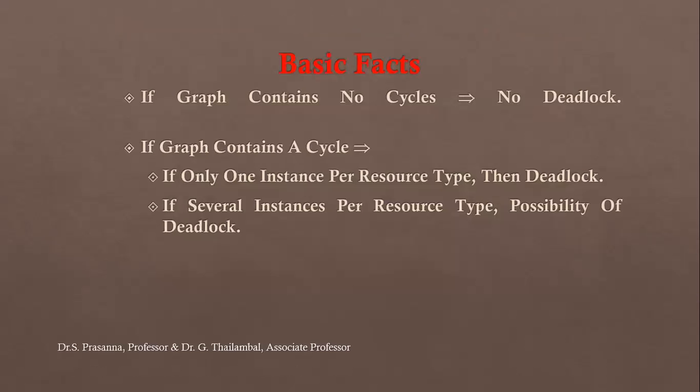The basic fact is, if graph contains no cycles, there won't be a deadlock. If graph contains a cycle and only one instance per resource type, then deadlock occurs. If several instances per resource type, there is a possibility of deadlock, but it may not happen. If only one instance per resource type is there, and more than one process requires the same resource of the same instance, then definitely a deadlock occurs.